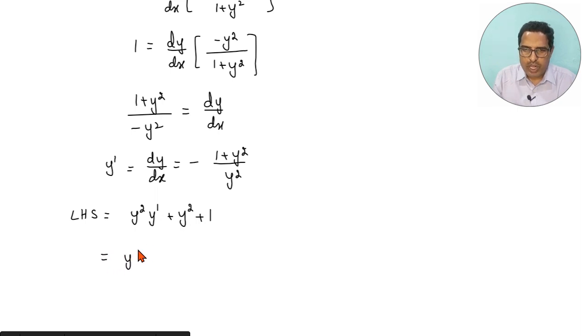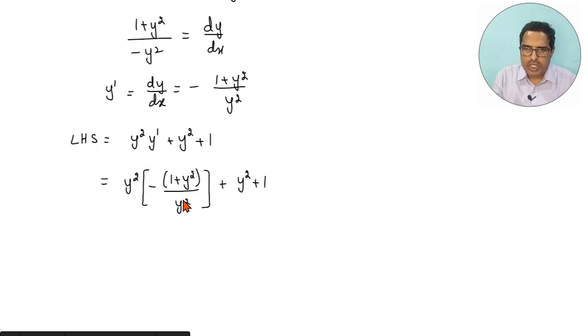So y square as it is, y dash is this particular value. So if I try to write down, it becomes minus of 1 plus y square whole divided by y square, plus this y square as it is and this plus 1 as it is. We see that this y square and y square will get cancelled.